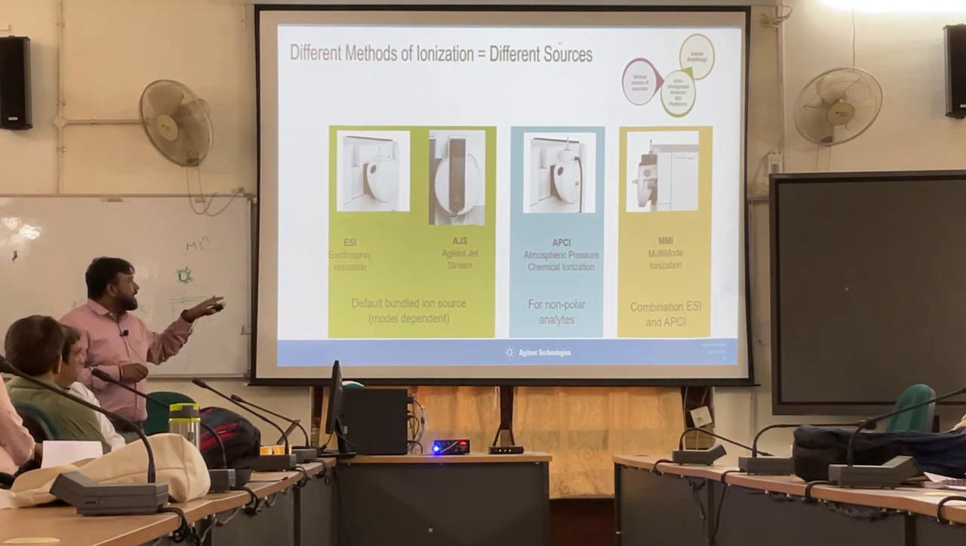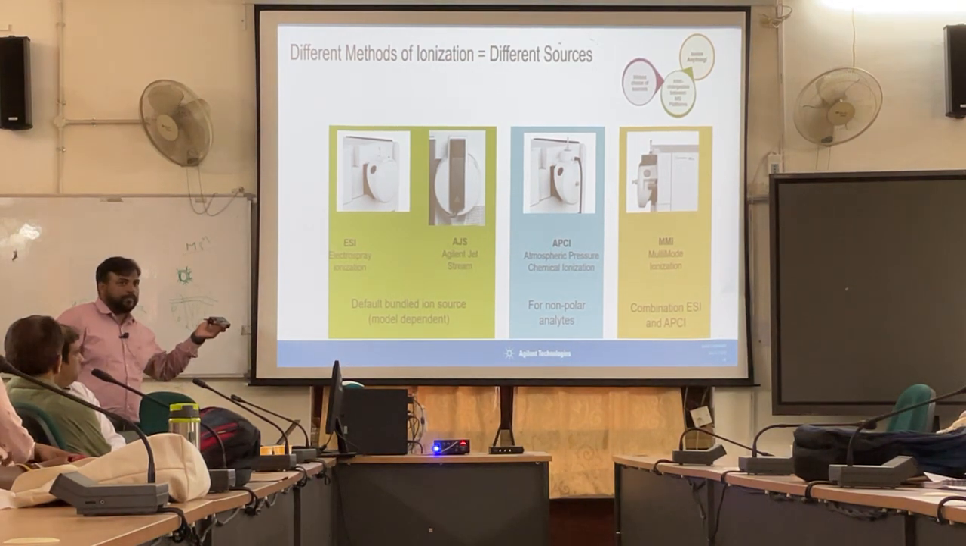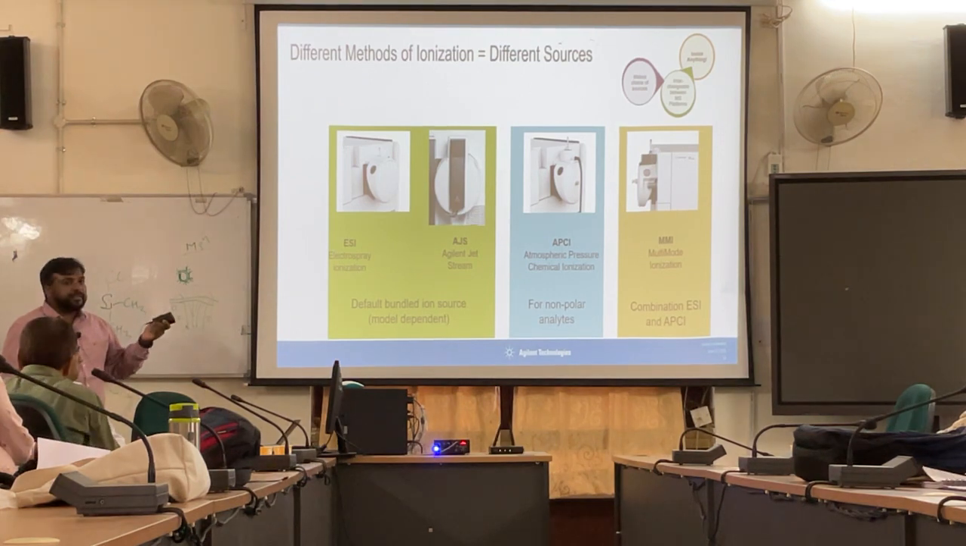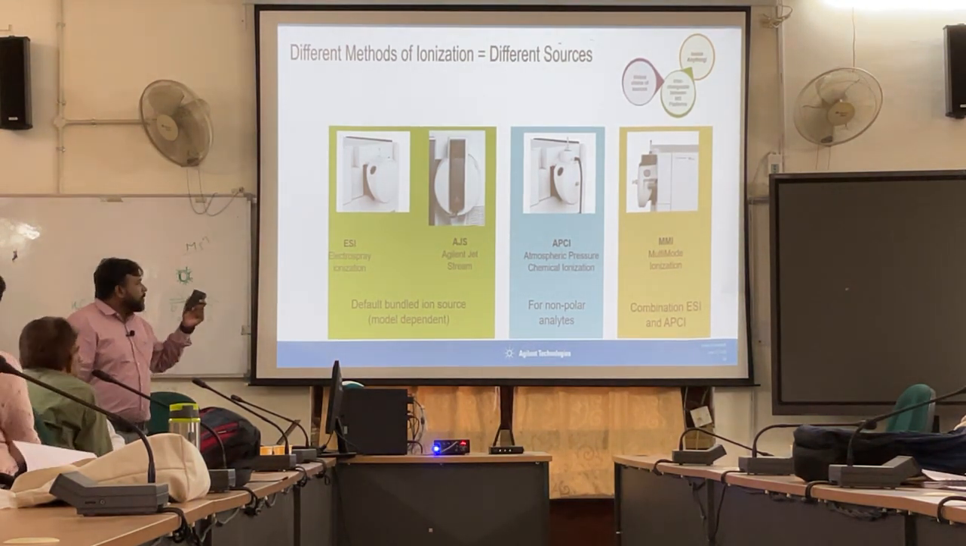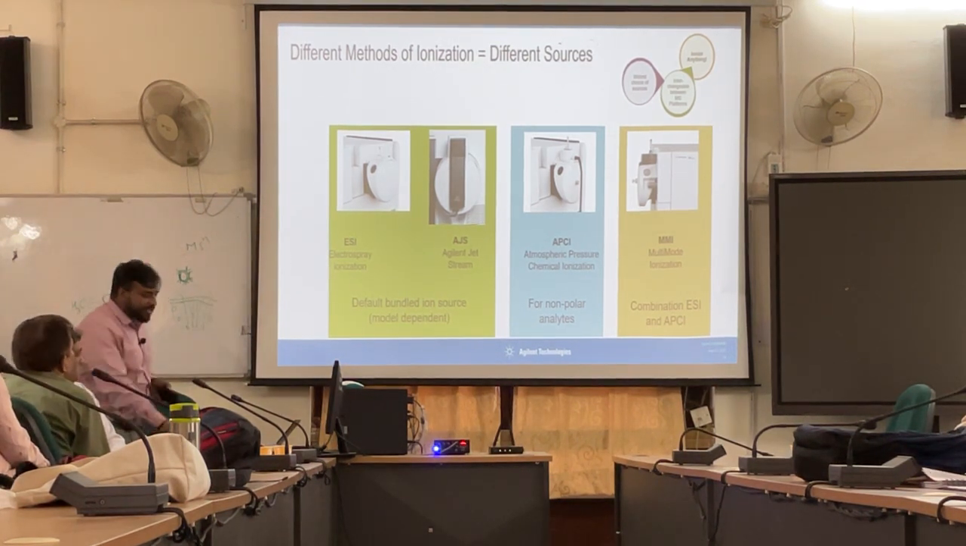So what exactly does ESI do? ESI is used mostly for polar molecules. If we have a non-polar compound, then we have to use APCI. APCI is just atmospheric pressure chemical ionization. In ESI, we have the Agilent patented AGS system.